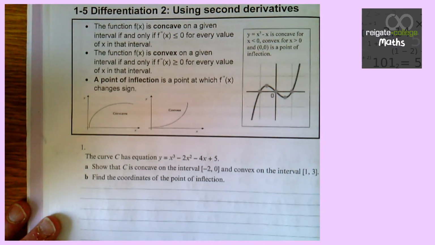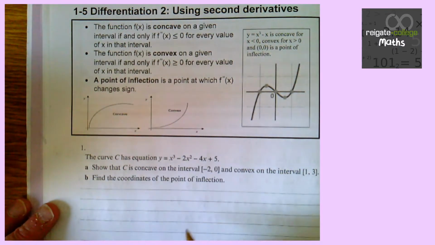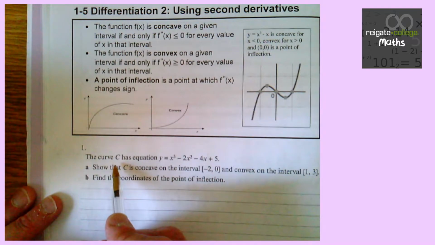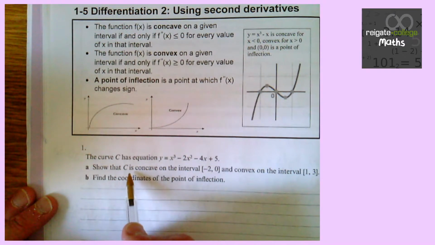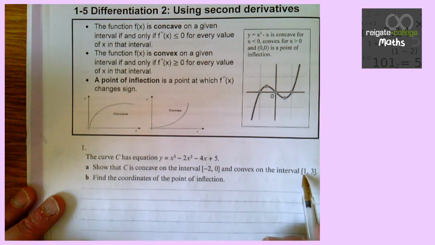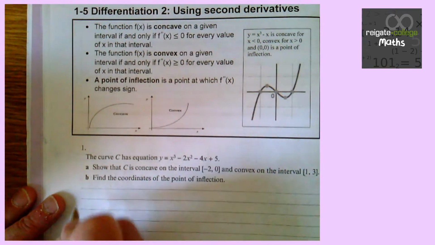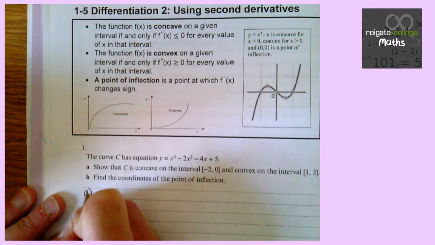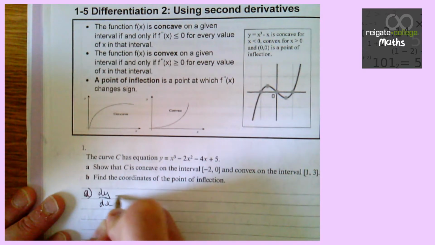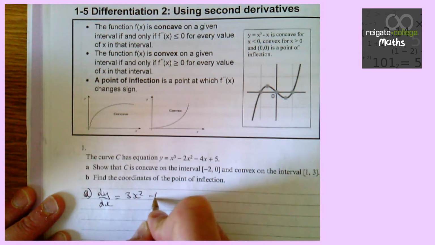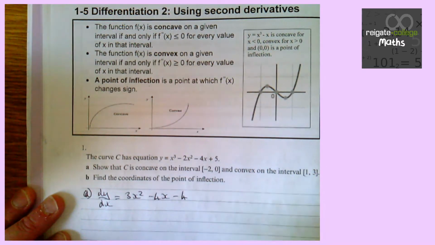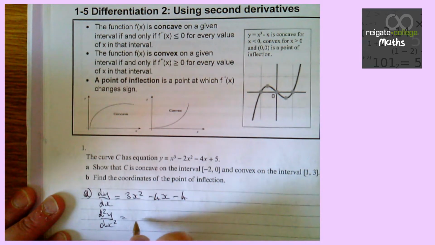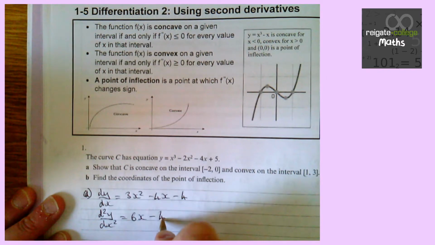So let's just show here, let's look at question 1. The curve C has this equation. Show that C is concave on this interval and convex on the interval 1 to 3. So we're going to differentiate. For A, dy by dx is equal to 3x squared minus 4x minus 4, and d2y by dx squared is equal to 6x minus 4.